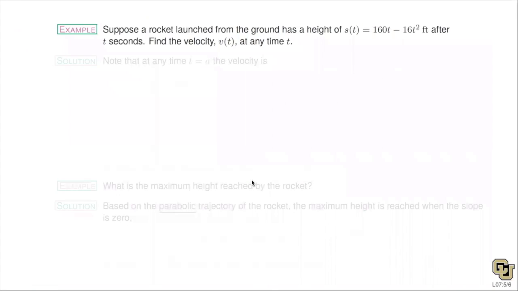So here, at the end, I have a couple of examples. Let me see if I can finish this slide and I'll stop. These examples are pretty artificial. It's just reviewing the concept of using position and velocity. Here we have a rocket launched from the ground, and we're given the rocket's position function. So at any time t, I know the height of the rocket. We're asked to find the velocity, that is to say, the instantaneous velocity.